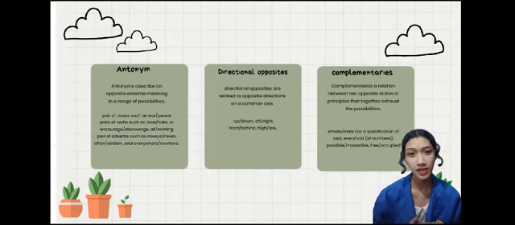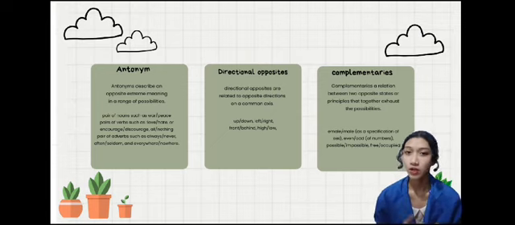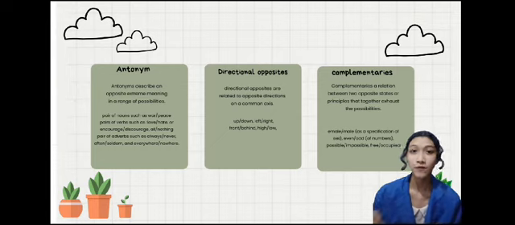Directional opposites are related to opposite directions along a common axis. Negation of one term is equivalent to the other term. It's like one object in the center and its surroundings can be directional opposites, such as up and down, left, right, front, behind, high, low, etc.